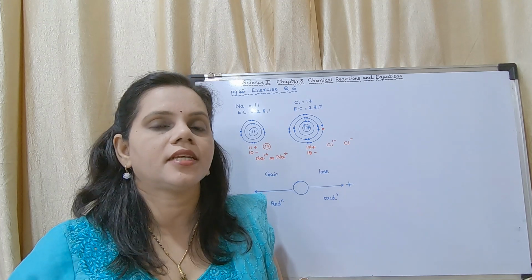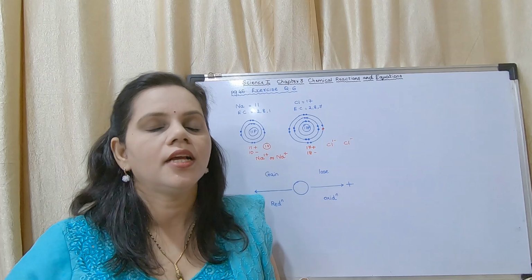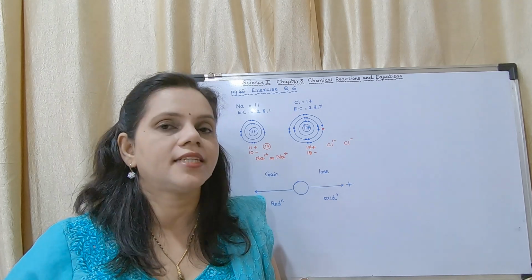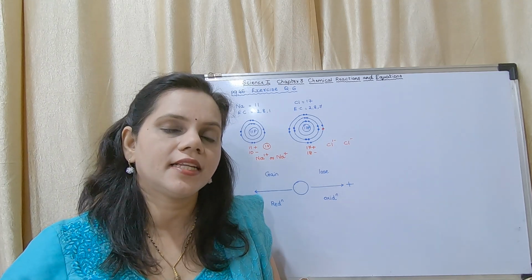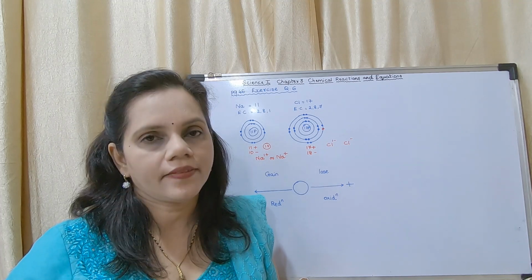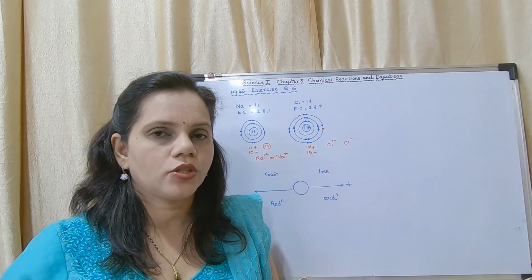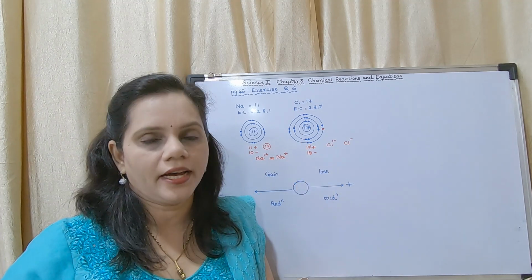Okay, this is except for helium. Helium has 2 electrons in the outermost shell. There is only one shell, that is the K shell, and in the K shell the maximum number of electrons that can be accommodated is 2, and it has 2, so it does not react. Okay, so this is about formation of ions.